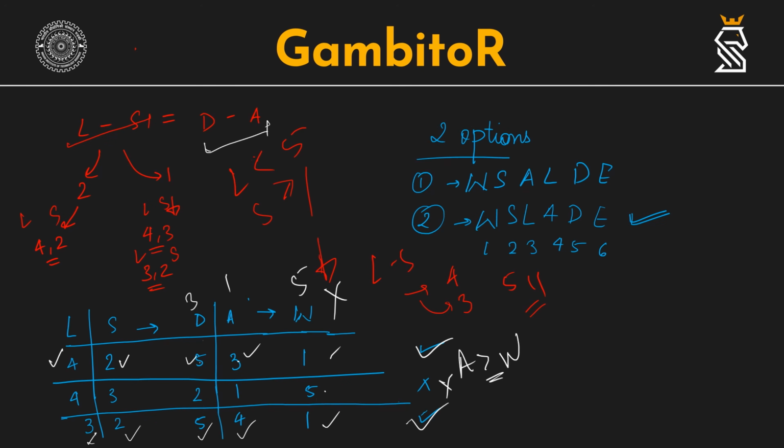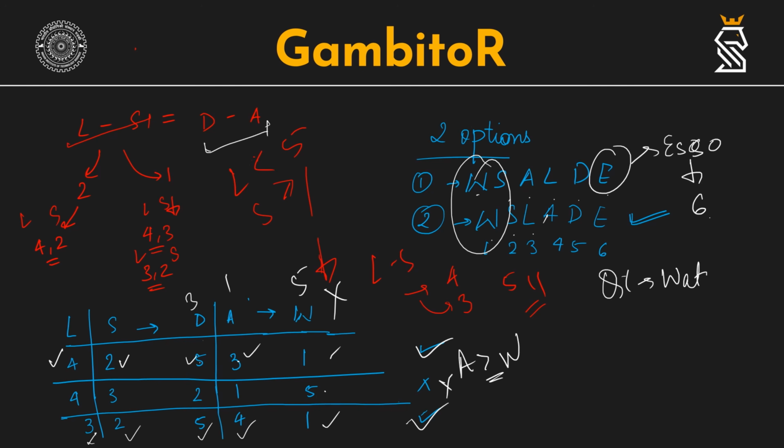So there are 2 feasible options, and the options are W, S, A, L, D, E. E is your SO, whose default position we assume to be 6. The second option is W, S, L, A, D, E. Now we'll look at the 3 questions, and question number 1 is who is the tallest. That is obviously Watson. In both the cases it's Watson. That's Watson, option number A.